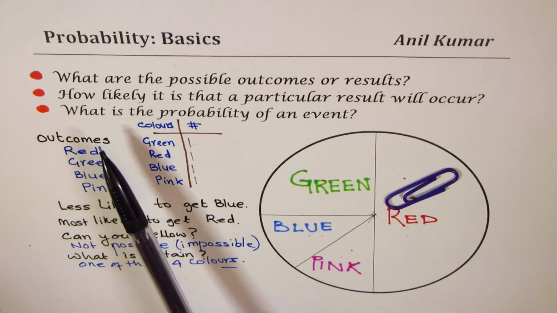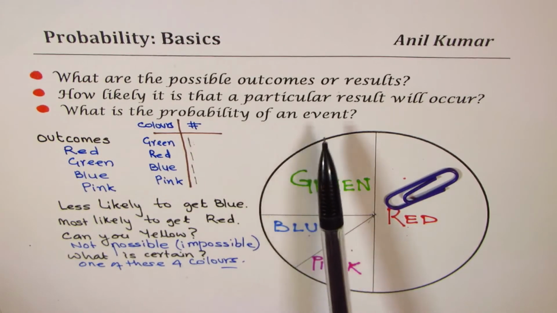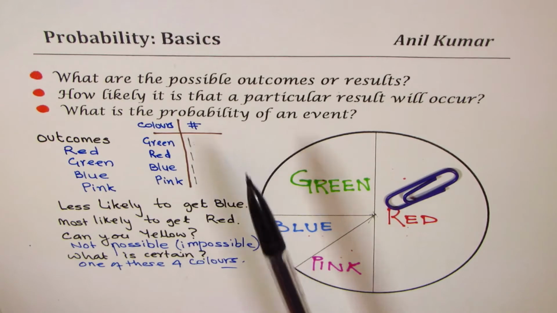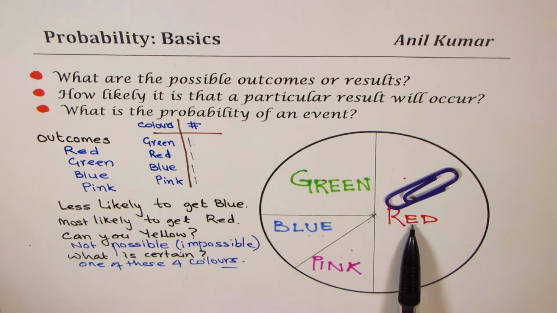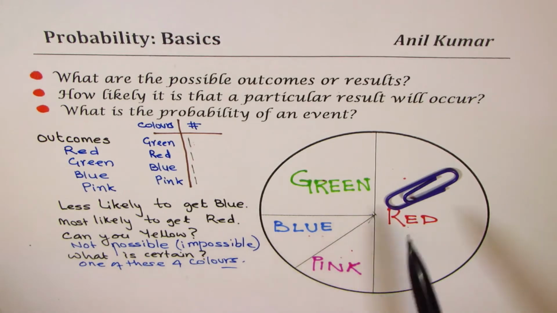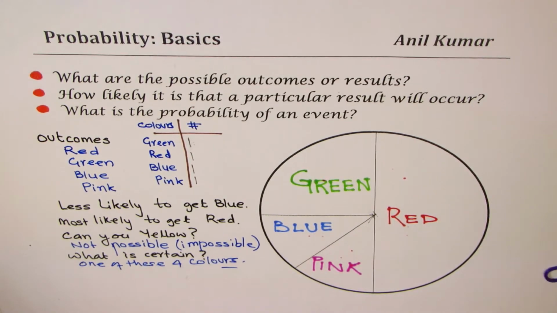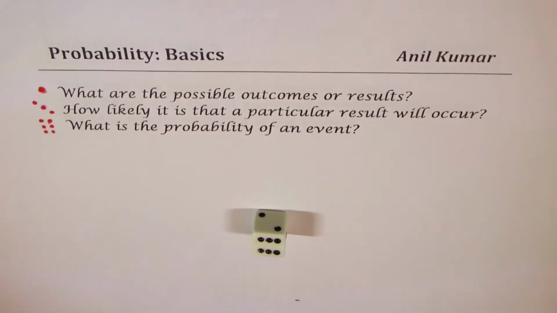Last question here is, what is the probability of an event? So that is, for getting red, the probability is very high, we'll say, right? The probability of getting red is very high. So at present we'll say that. Is it okay? Soon I will introduce you to numbers. Let's move on and play the next game.